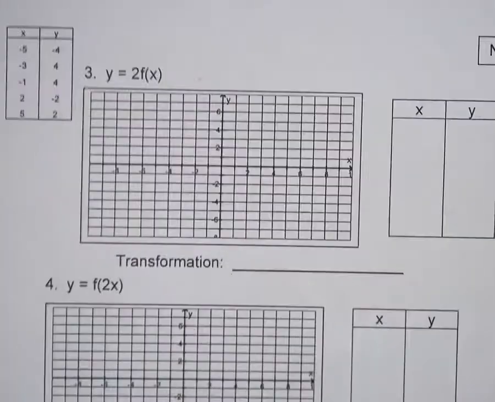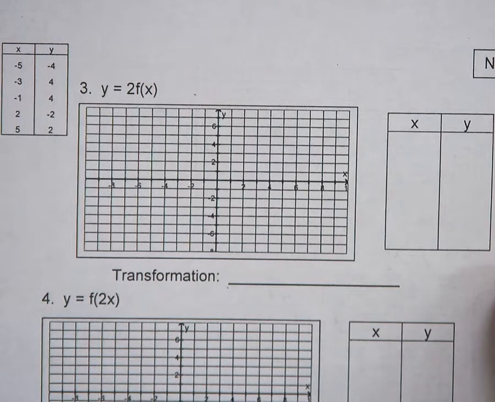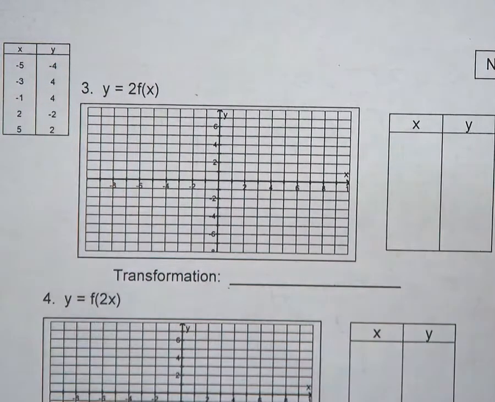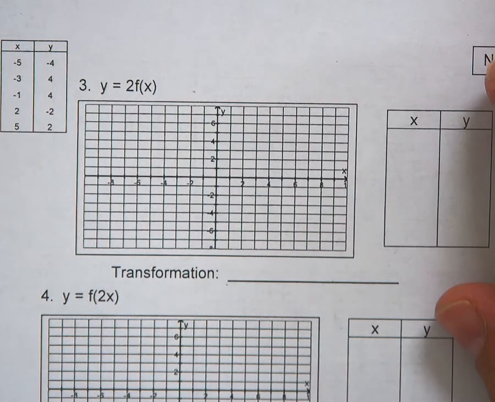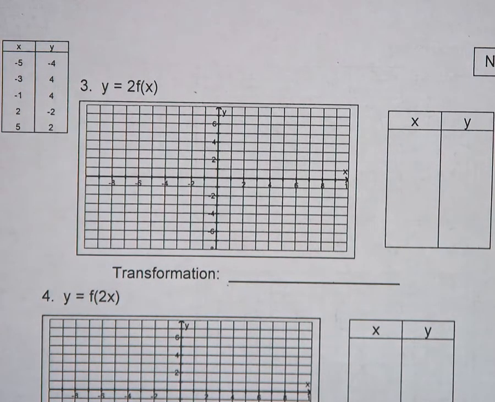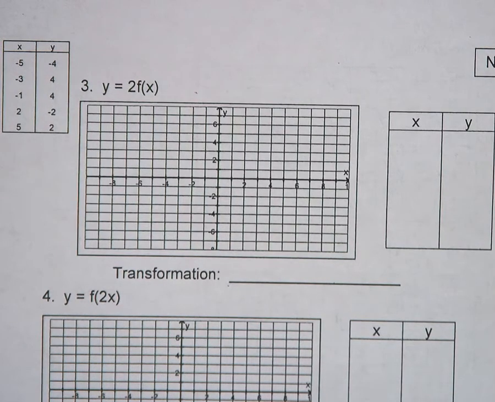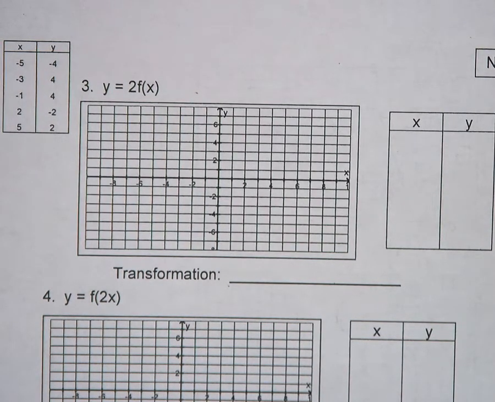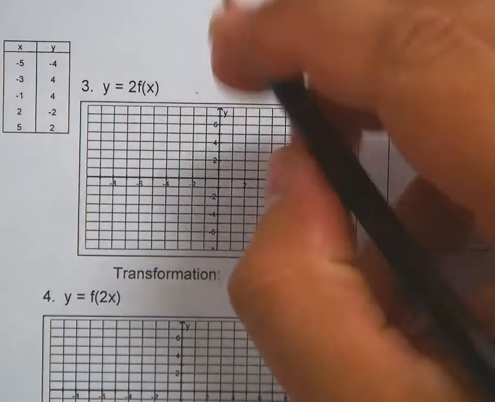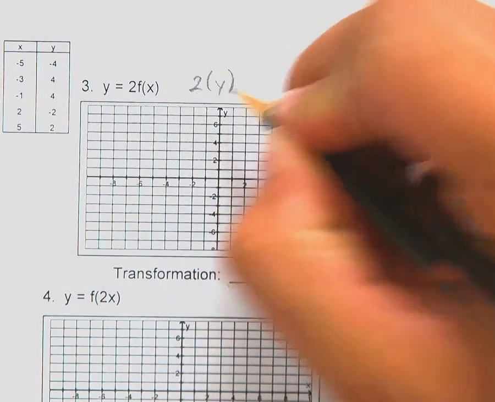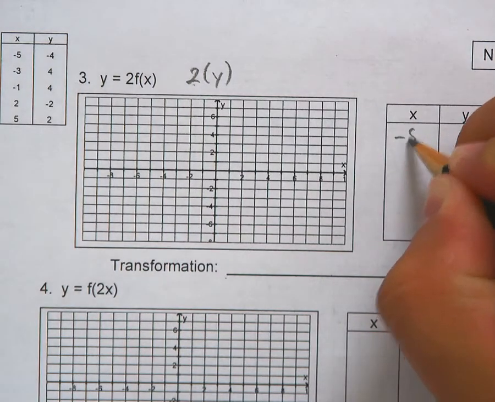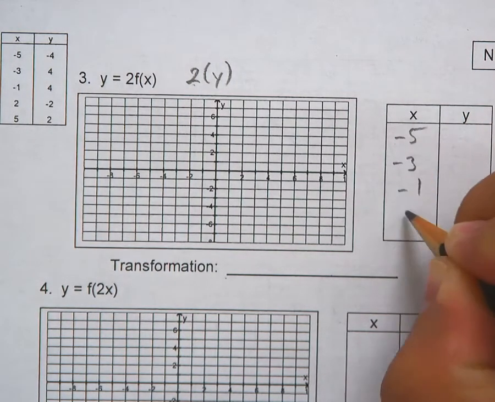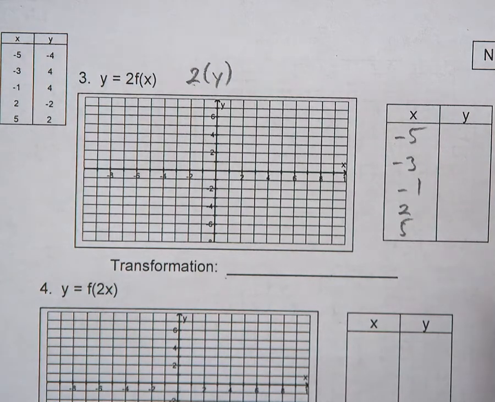So let's get into some other stuff here. You'll notice they have your XY table up here in the corner for you just for ease of use. Let's say we have y is equal to 2 times f of x. What does it look like we're doing? We're taking 2 and multiplying it by y, right? So this is like saying 2 times y. So let's take our y values here. Your x values are going to stay the same. Your y values are what's changing.